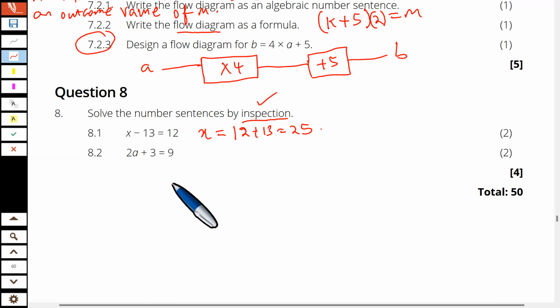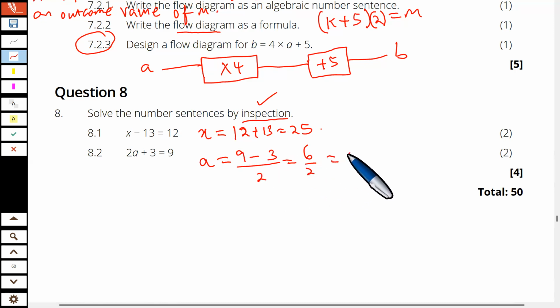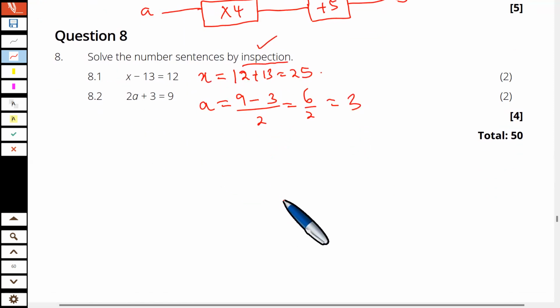Okay, let's do it. To do this one by inspection, it means that we must, in our heads, realize that we have the number 9 on the right. We subtract the number 3, and we divide by 2. What is 9 minus 3? It is 6. If you divide 6 by 2, you get what? 3. So 3 is the answer.